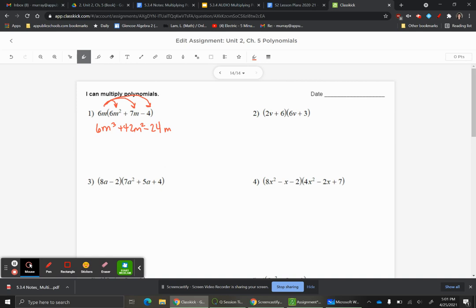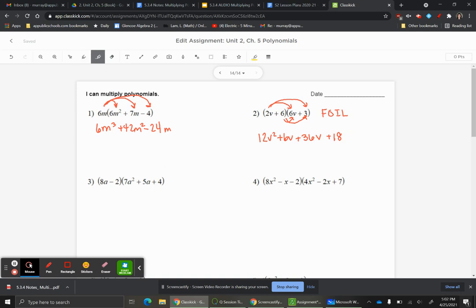Our next one is like FOIL. We have two binomials being multiplied, and we can just follow our same rules we have been. First, dealing with our first term, then dealing with our next ones. So we have 2v times 6v gives us 12v squared. 2v times 3 gives us a positive 6v. 6 times 6v gives us a positive 36v. And 6 times 3 gives us a positive 18.